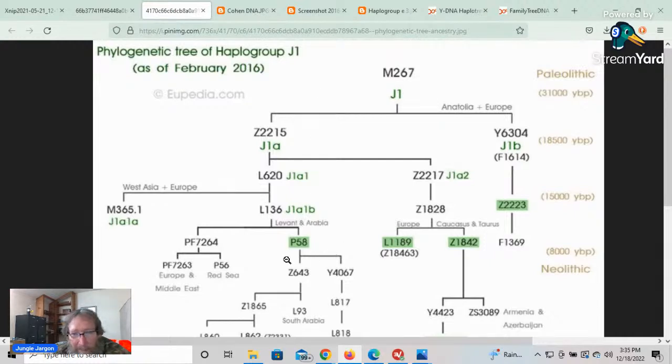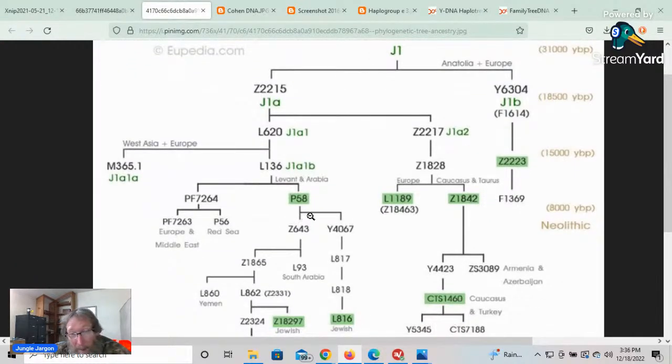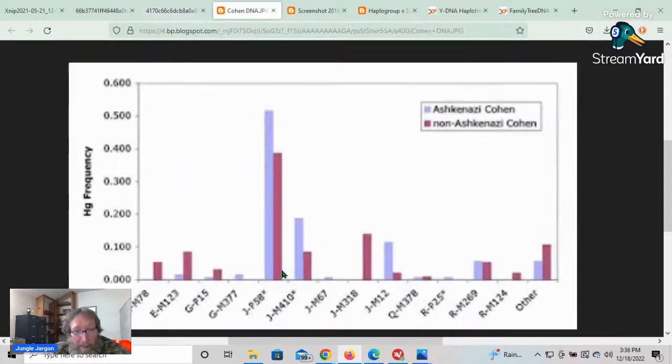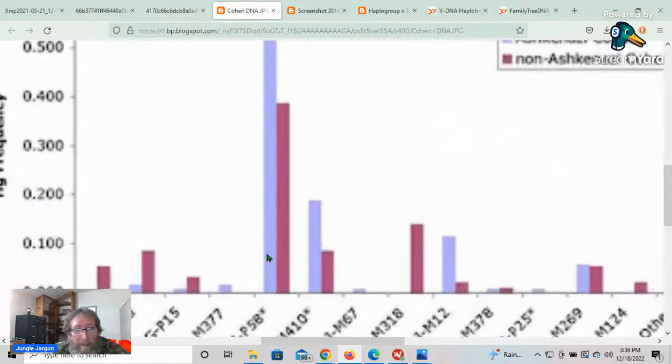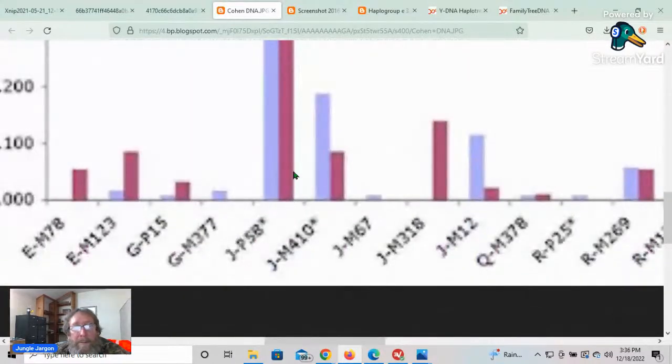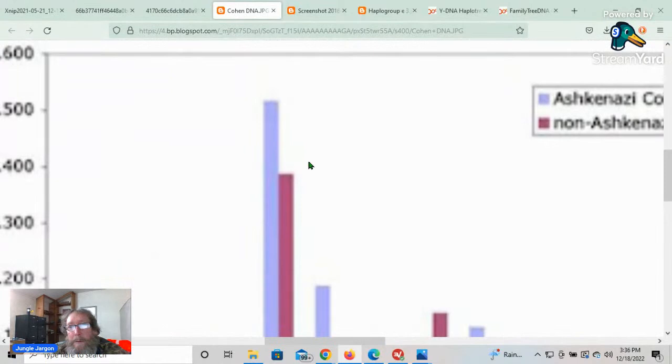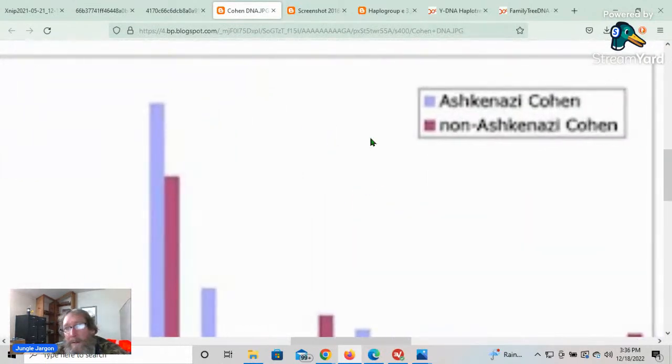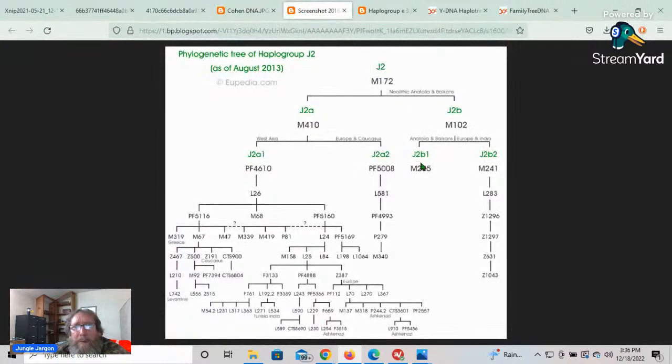And the P58 would be the Cohen modal haplotype, which is this spike right here. It's a J1 P58. You have this spike here for the Ashkenazi Cohen modal haplotype. And of course, J2 would be King David, King Solomon, probably.